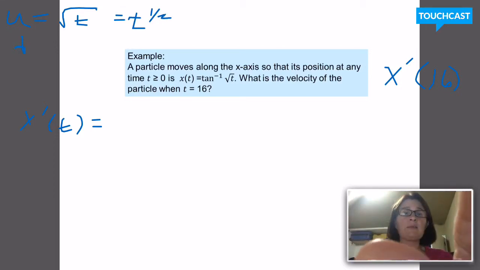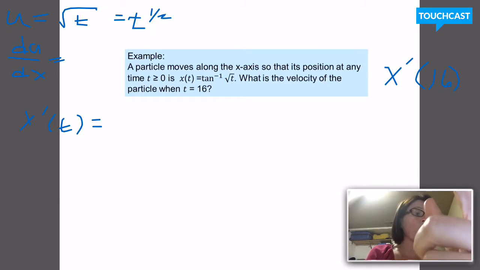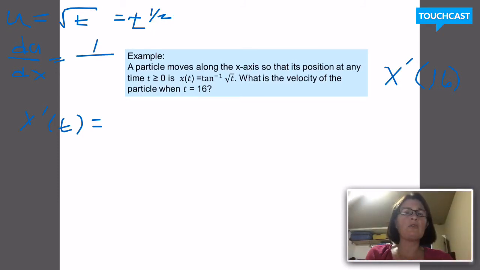So du dx, I'm going to need du dx pretty soon, so I'm going to find it first here. Du dx is going to equal, you could write 1/2 t to the negative 1/2, or that's the same as 1 over 2 times the square root of t. Either one, totally acceptable.